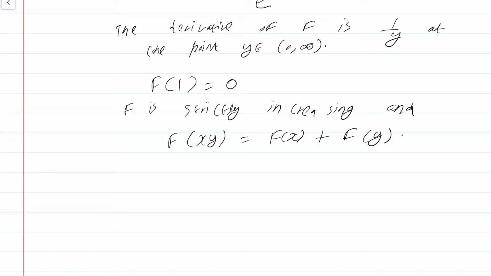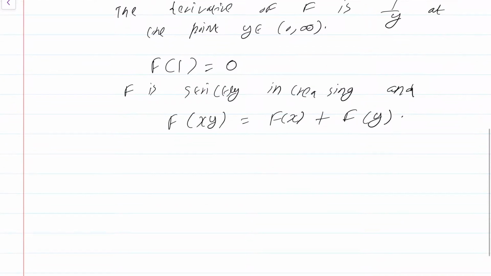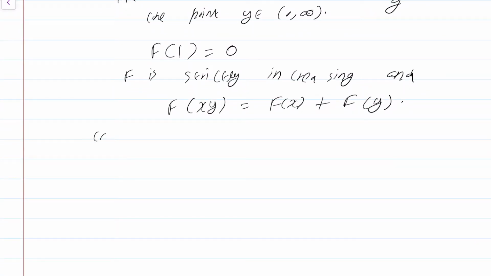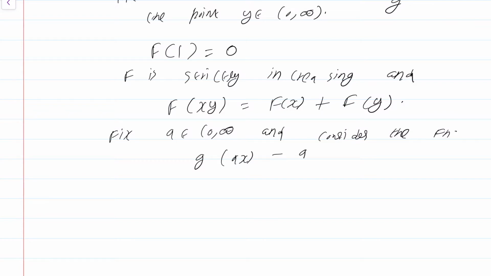Well, it's very similar to how we showed a similar property for exponential, that exponential of a plus b is exponential of a into exponential of b. You can use that to prove this, or you can prove this directly by considering the function. So fix a, this proof is going to be very similar. Fix a in (0, infinity) and consider the function g of ax minus g of x.